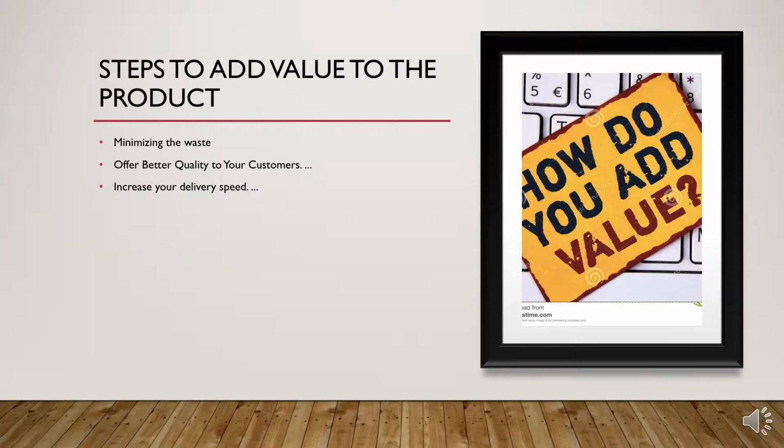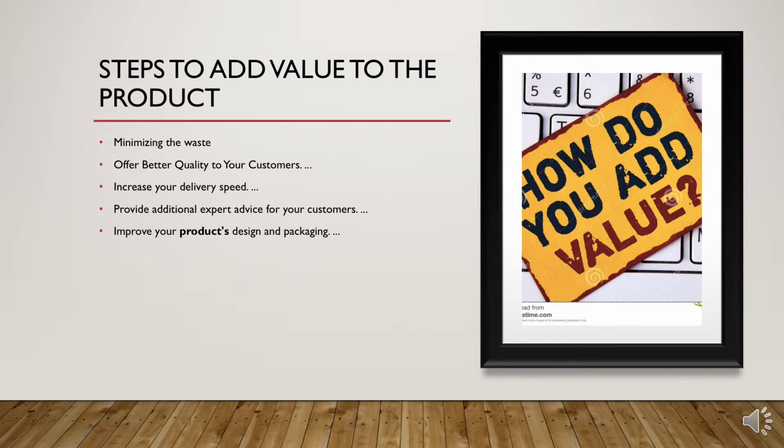Increasing your delivery speed, minimizing the time at the inventories. I mean, a lot of buffering at the inventory process, so we need to decrease that blocking time and increase the delivery speed. And next, providing additional expert advice for your customers. Customers are seeking advice, so we need to make sure we provide some additional expert advice. It is one of the add values to the product.